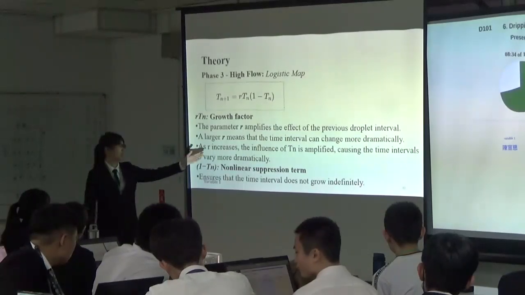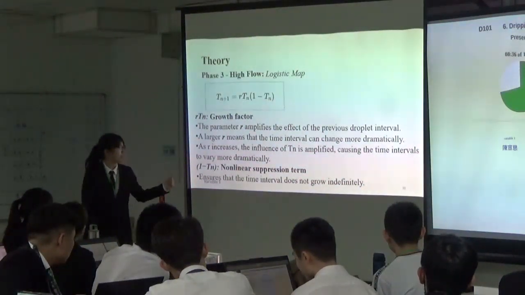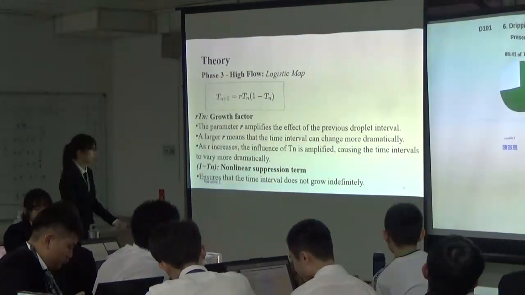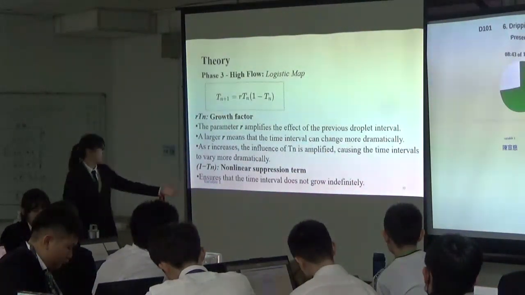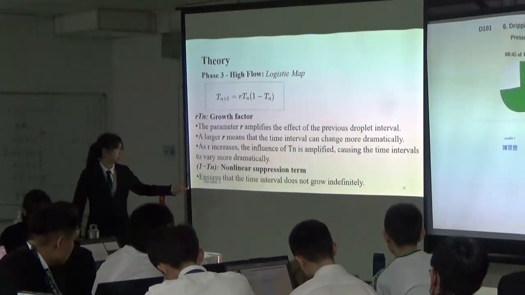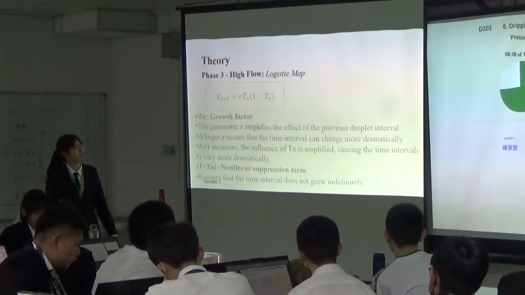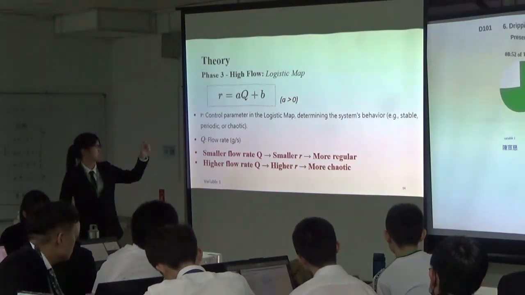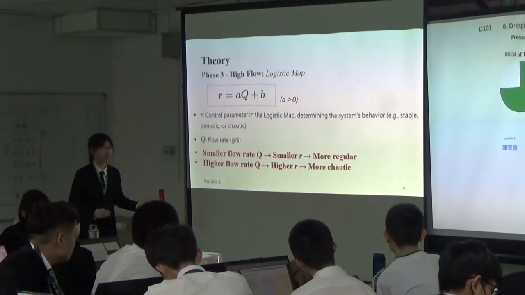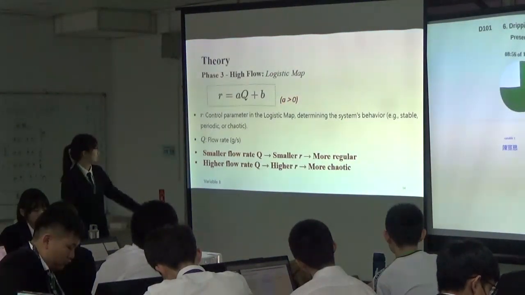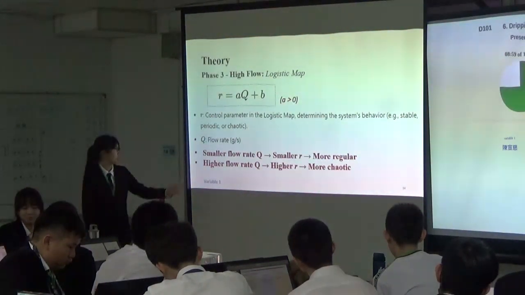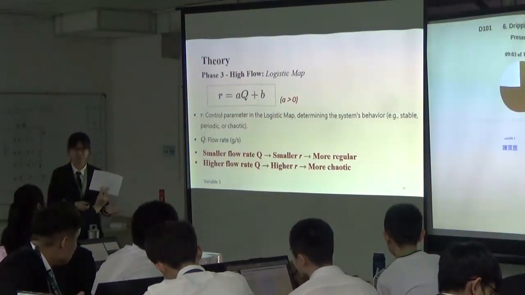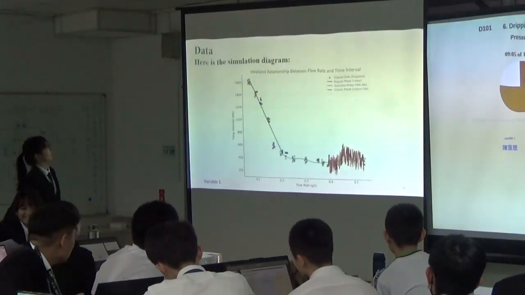Here, when R is larger, the influence of Tn is amplified, causing the time intervals to vary more dramatically. And 1 minus Tn is the nonlinear suppression term. Here R equals A times Q plus B, and A and B are also fitted coefficients. Here A is bigger than 0. So we can know that when we get a higher flow rate Q, there is a higher R, which is more chaotic.